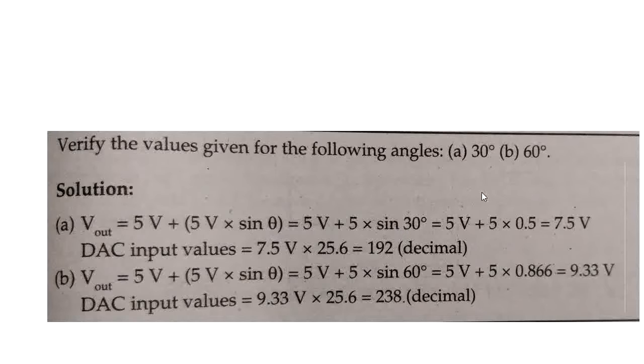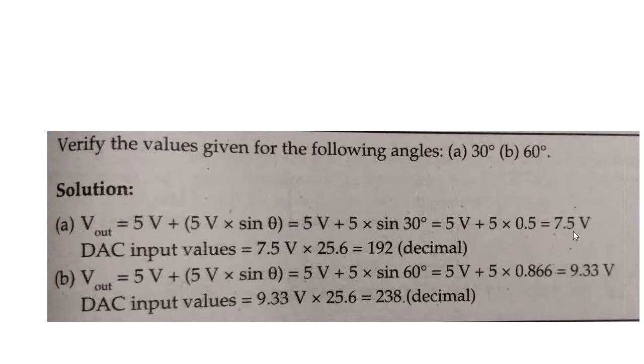For example, I want to calculate the value for 30 degrees of the sine waveform. The maximum voltage we are using in the microcontroller is what? 5 volts. That is, 5 volts plus 5 into sine 30. After simplification, we get 7.5 volts.